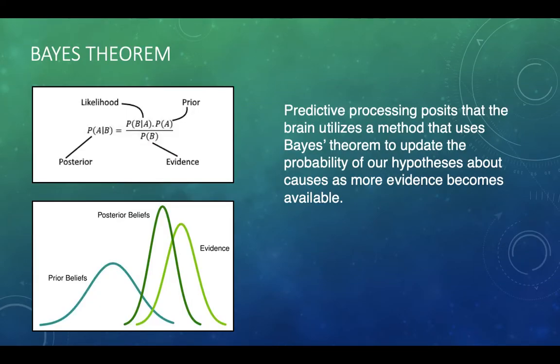I'm not a mathematician, but I'm going to do a brief introduction to Bayes' theorem, as it is explained in the book, because it's important to understanding predictive processing. Predictive processing posits that the brain utilizes a method that uses Bayes' theorem to update the probability of a hypothesis about the causes out there in the world as more evidence becomes available. So I'm going to run through an example in the way that it was explained in The Predictive Mind, to understand a little bit about Bayes and why it's useful to know about this.